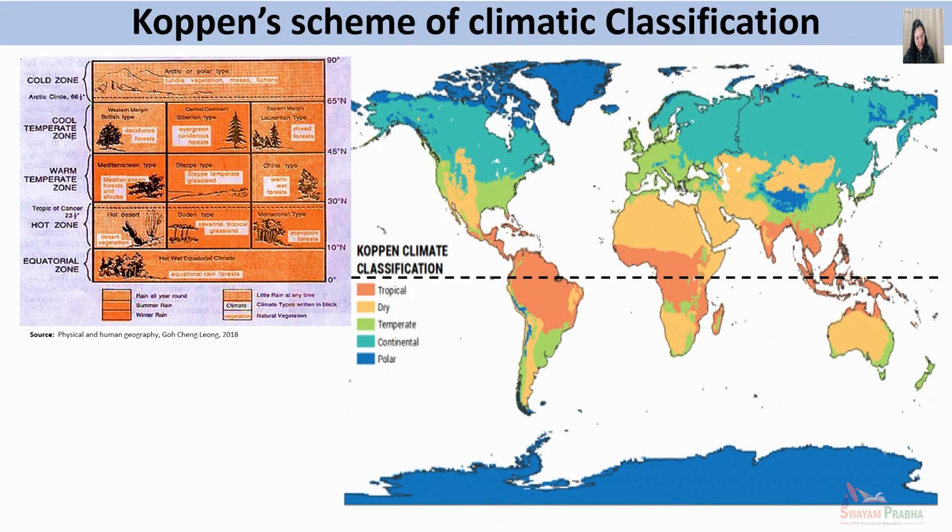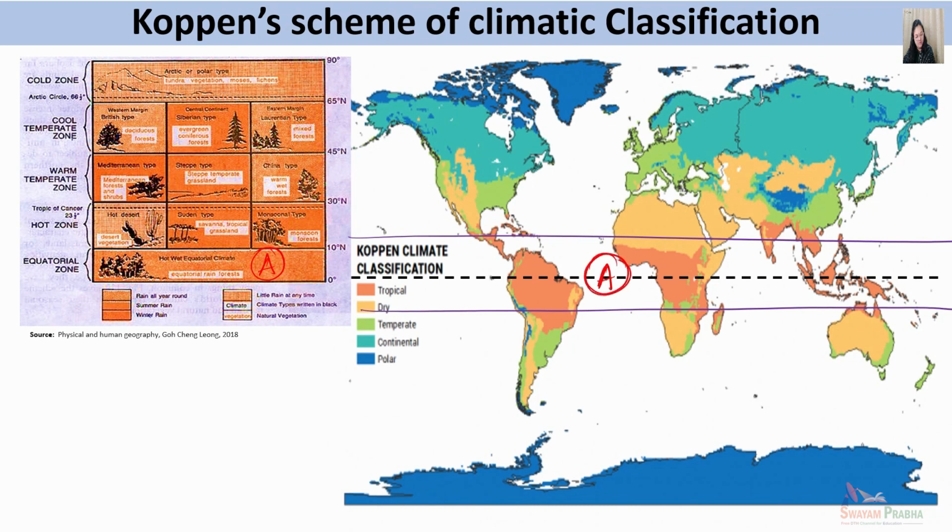Along the equatorial areas and between the tropics, you will have A type of climate. A type of climate resembles the tropical type of climate. Definitely along the equatorial areas, you will have more rainfall, so you will have evergreen type of climate or Af type of climate. And as you move from the equator towards the tropical areas, you will have variants of A type of climate, for example, Am type of climate, Aw type of climate.